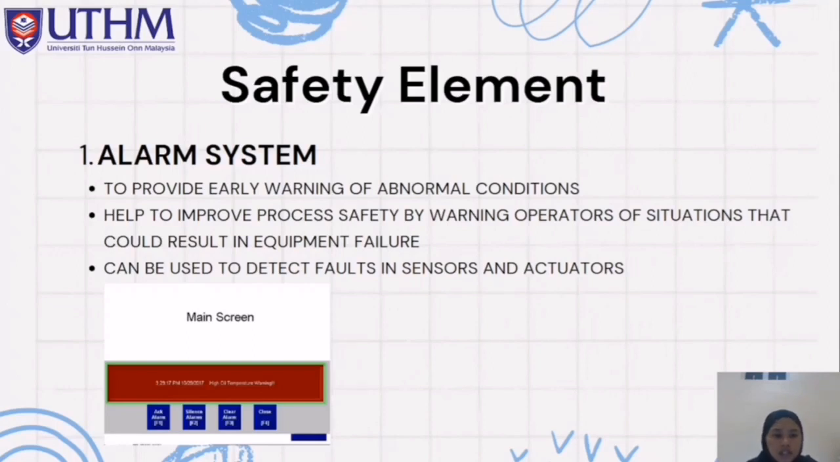So the first one is the alarm system. The alarm system provides early warning of abnormal conditions. It helps to improve process safety by warning operators of situations that could result in equipment failure. It can also be used to detect faults in sensors and actuators.